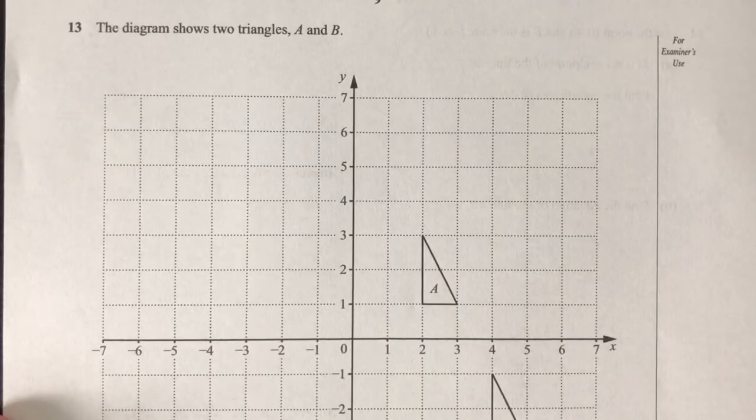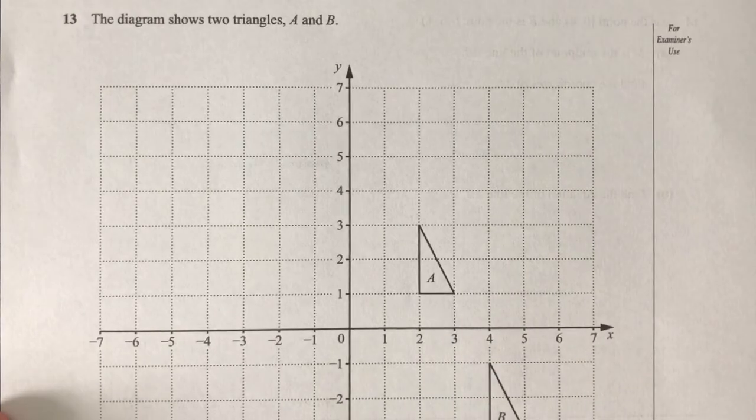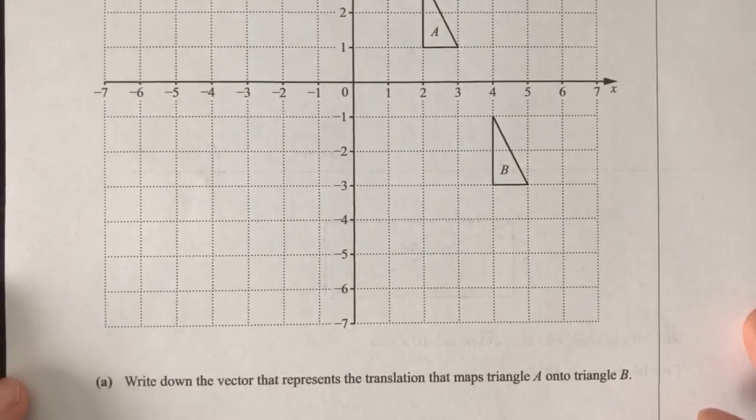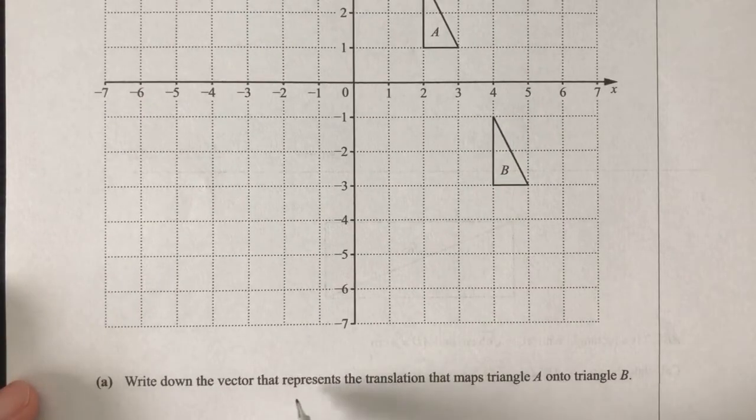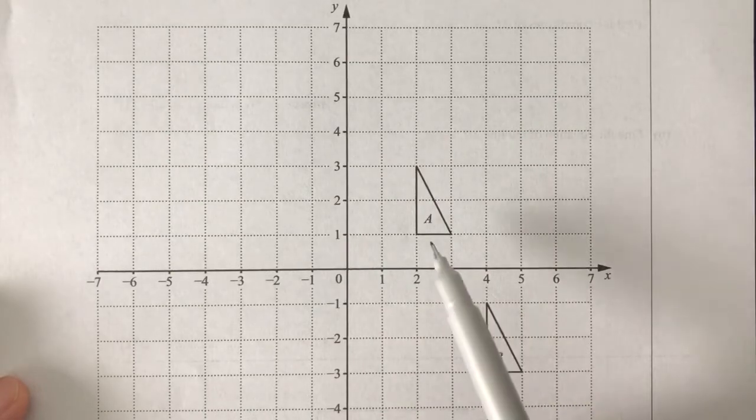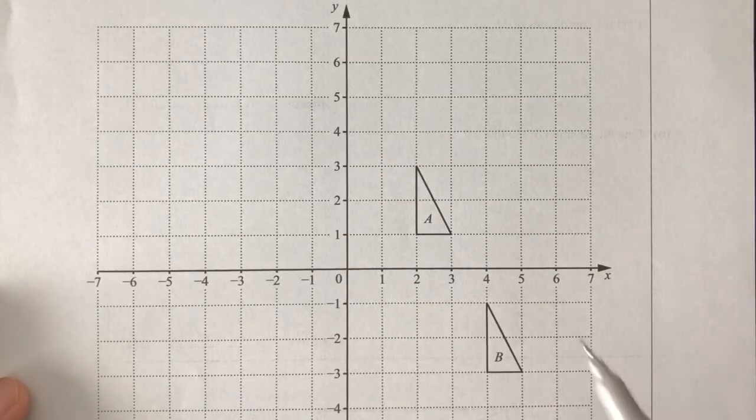Question number 13. The diagram shows two triangles. So we have A and B. Question number 1: write down the vector that represents the translation that maps triangle A onto triangle B. So triangle A was mapped onto triangle B, so we moved by translation. So how do we find the vector?